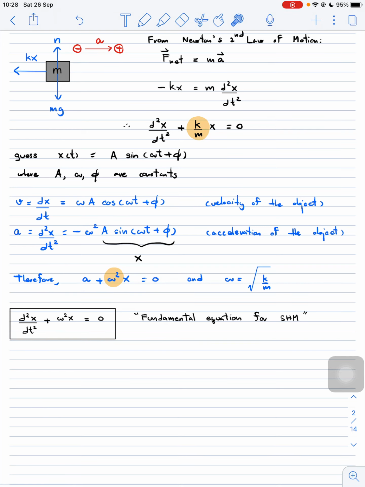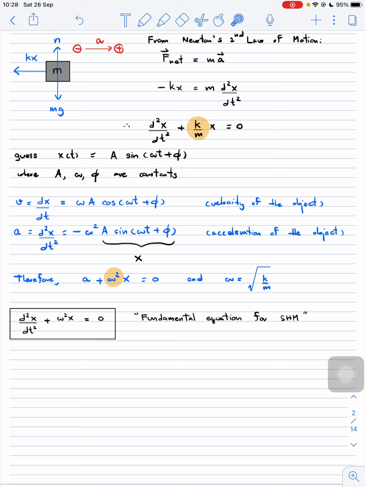It means that if we have any motion, and we try to find the equation of the motion of that particle or that object, and if the equation of motion has the same form as this one, it means that the particle or the object will move as a simple harmonic motion. So that's going to be the point.